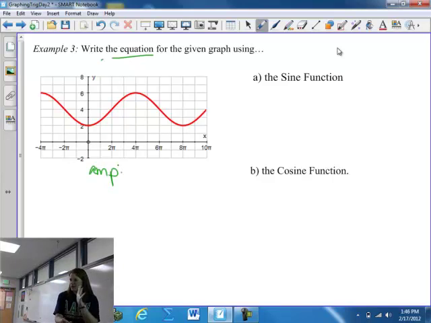The literal definition of amplitude is half the distance between the highest and lowest point. So pick a low point, pick a high point. That would be how many? From 2 to 6? 4. So half of 4 is 2.